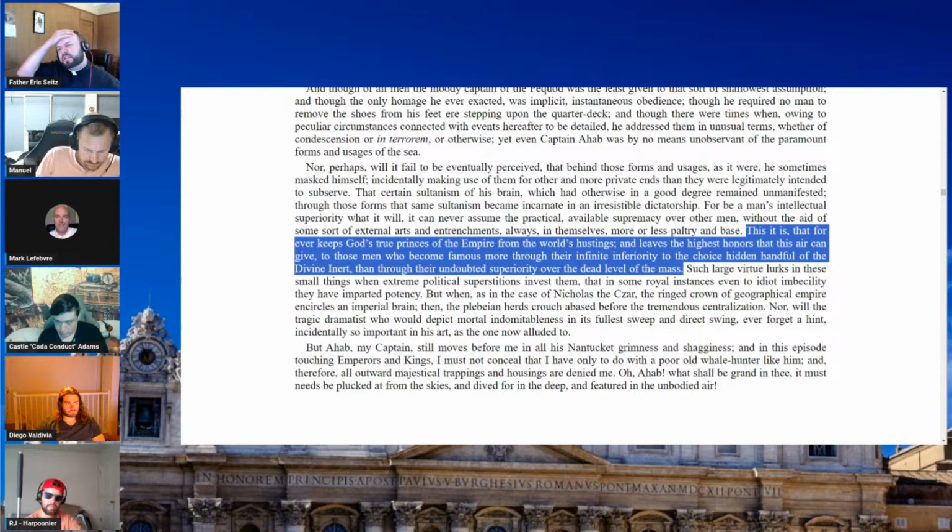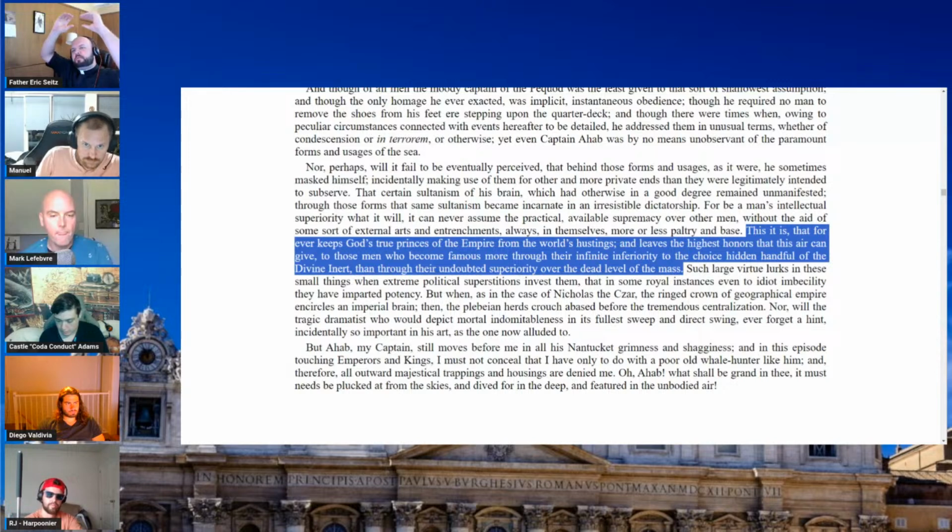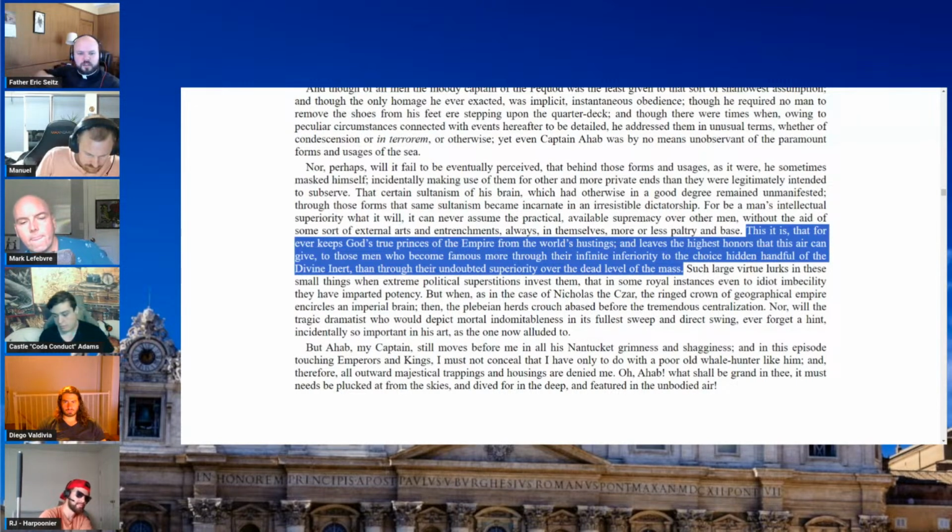So we're given like this 3-part image of like, there's these extremely brilliant people who aren't able to do anything for some reason. And then you've got the dead level of the mass. That's most people. And then you've got like this middle level where they've got something a little more earthly about them, a little more earthly potency. And they're able to be the ones who actually rule on the earth.